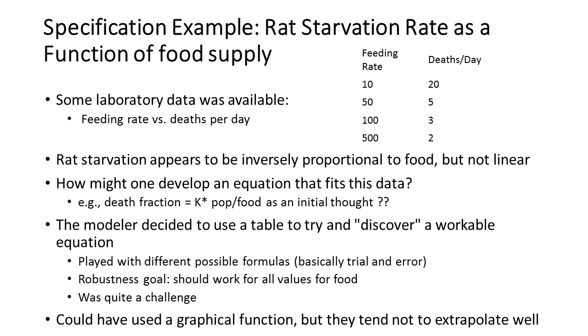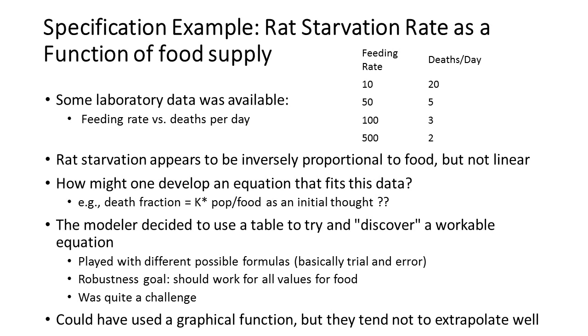Okay, now this is more of an empirical example of how we might use a little snippet of empirical data to help us build a relationship. This has to do with a study that was done up at OHSU years ago using lab rats, and they were experimenting with how food supply affected the behavior of rats.